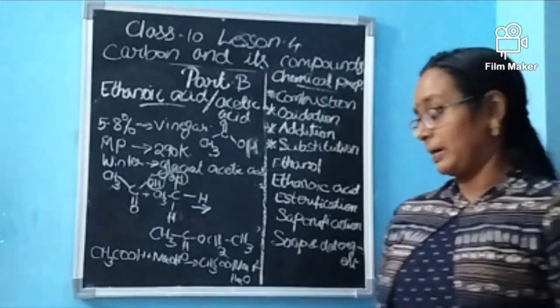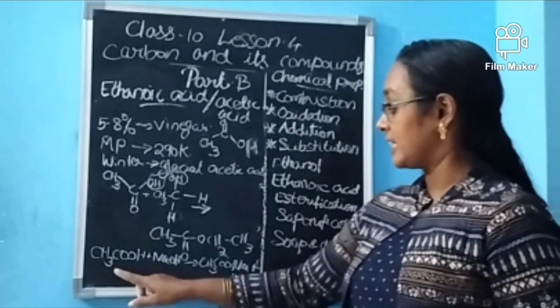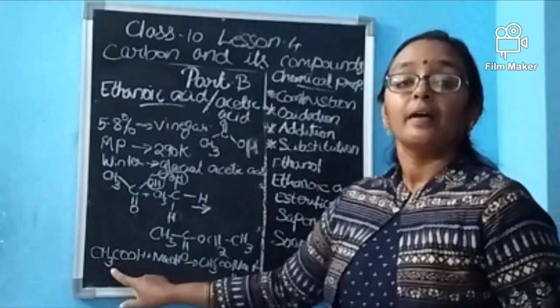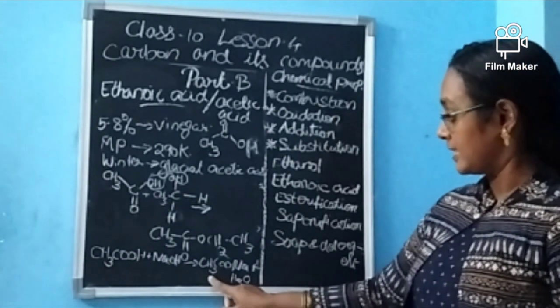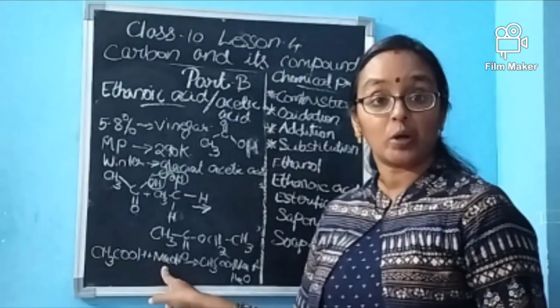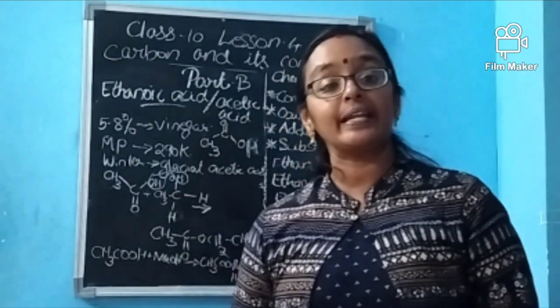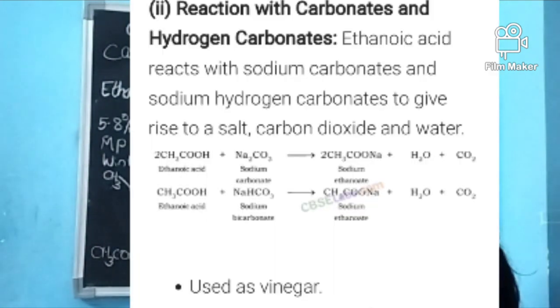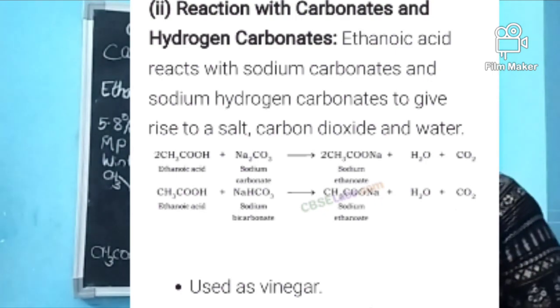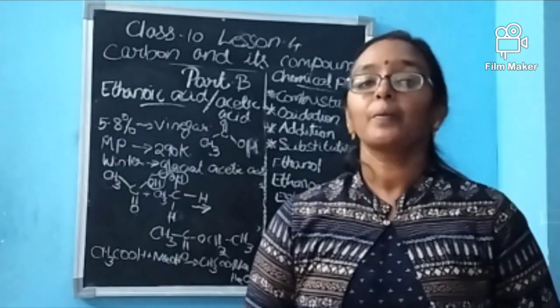Then some other reactions are also there. CH3COOH plus NaOH. Sodium hydroxide treated with ethanoic acid, we will get CH3COONa plus H2O. Not only with sodium hydroxide, but with carbonates and bicarbonates, the same thing will be obtained. CH3COONa plus some other byproducts will be obtained. These are the properties of ethanoic acid.